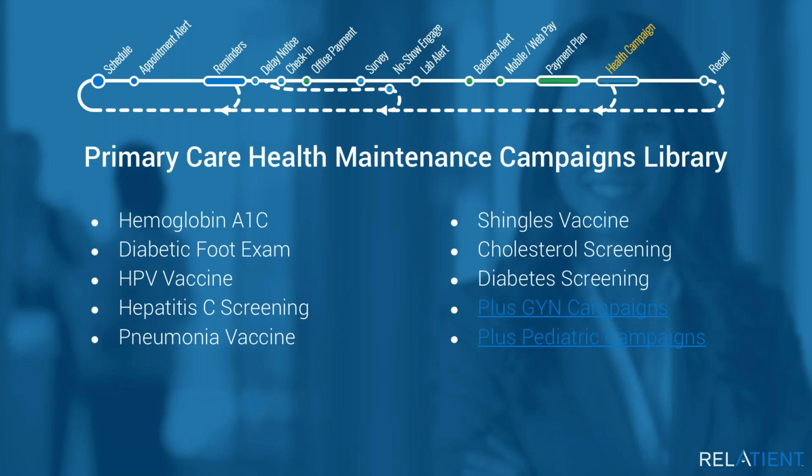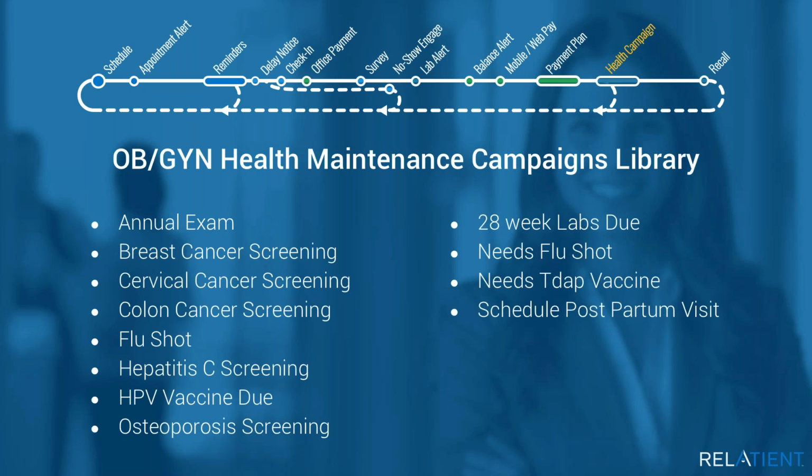So next slide, please. For our primary care campaigns, we have hemoglobin A1C, diabetic foot exam, HPV vaccine, hepatitis C screening, pneumonia vaccine, shingles, cholesterol screening, diabetes, and plus all of our GYN and pediatric campaigns. And next slide, please.